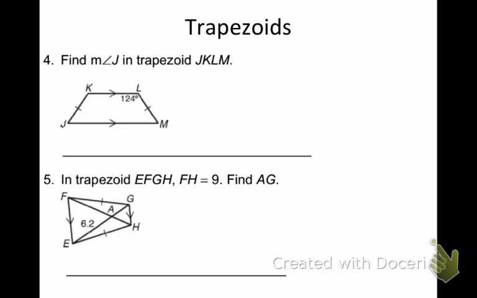Let's try these two. In a trapezoid, we have two parallel sides. Now, this is an isosceles trapezoid. Does everybody understand why it's an isosceles trapezoid? Because two sides are the same. So, if this angle is 124, what's angle K going to be? 124. Angle K is going to be 124. And because I have parallel sides, what do I know about these two angles right here? They add up to 180, right? So what's angle J going to be, Quinn? 56 degrees. Nice job.